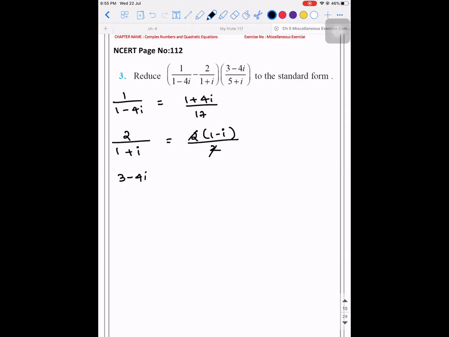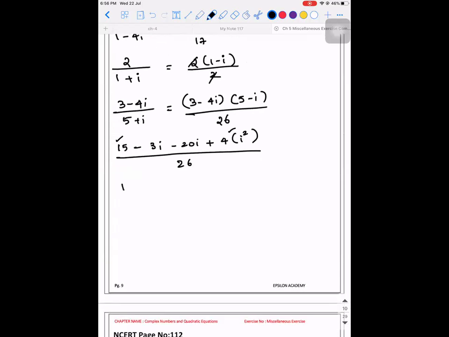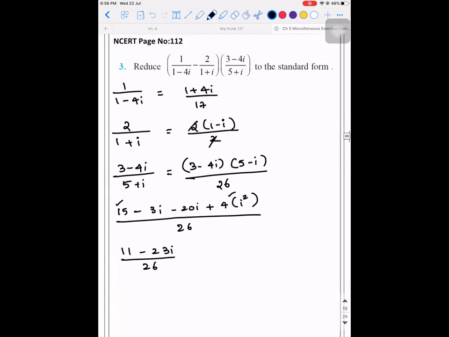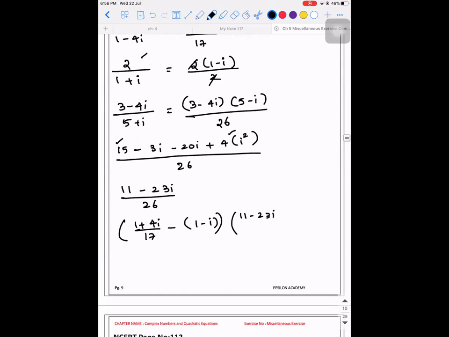Similarly, 3 minus 4i divided by 5 plus i will be equal to 3 minus 4i into 5 minus i divided by 26. So this will be 15 minus 3i minus 20i plus 4 into i square. So 15 minus 4 is 11, minus 23i divided by 26. Clear? So in the place of 1 by 1 minus 4i, I can write 1 plus 4i divided by 17, minus 2 divided by 1 plus i, I can write as 1 minus i, into 3 minus 4i divided by 5 plus i, which is 11 minus 23i divided by 26.